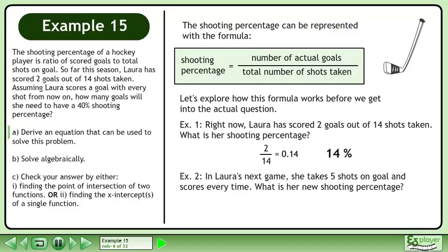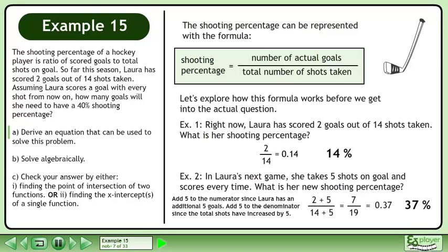In Laura's next game, she takes 5 shots on goal and scores every time. What is her new shooting percentage? Add 5 to the numerator since Laura has an additional 5 goals. Add 5 to the denominator since the total shots have increased by 5. This gives us 7 over 19, which divides to 0.37. The new shooting percentage is 37%.